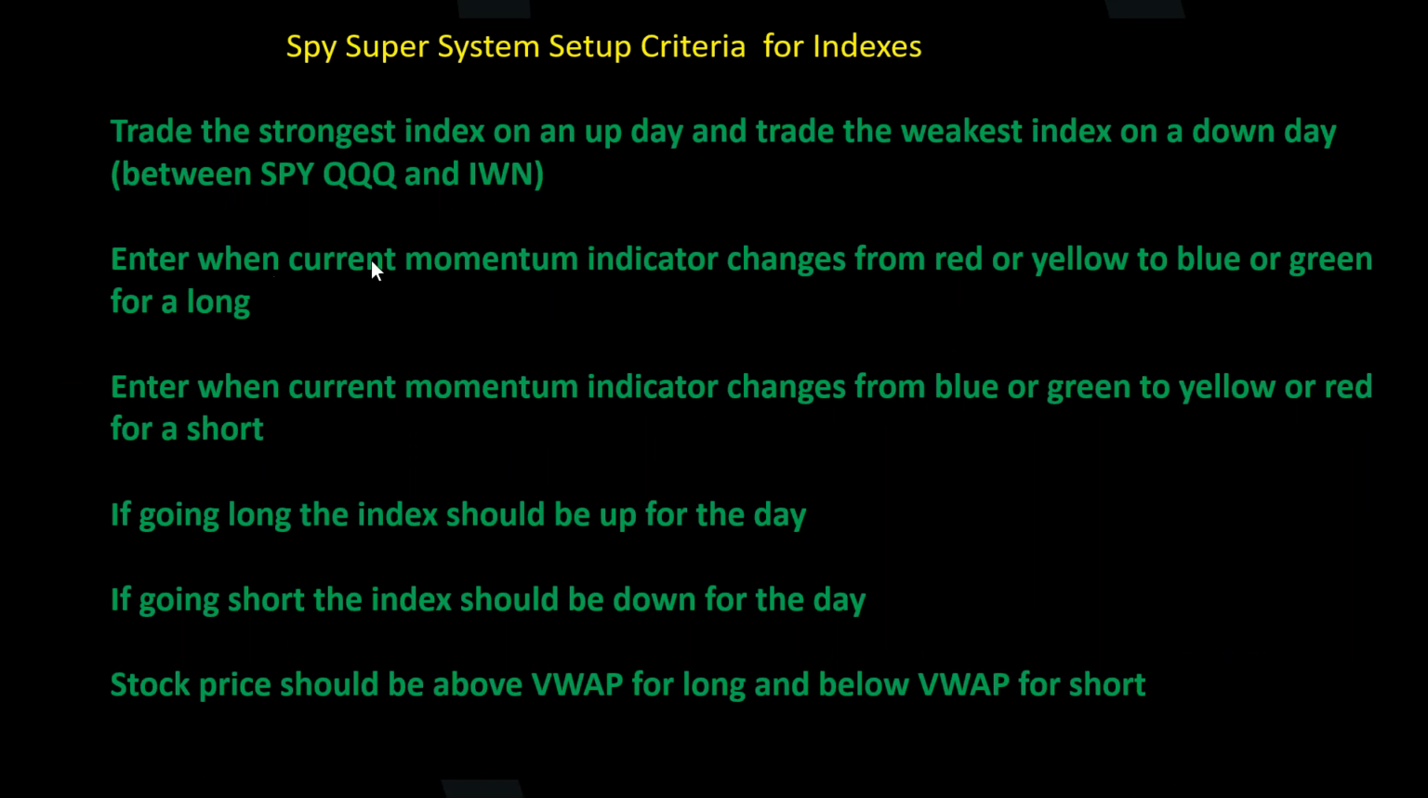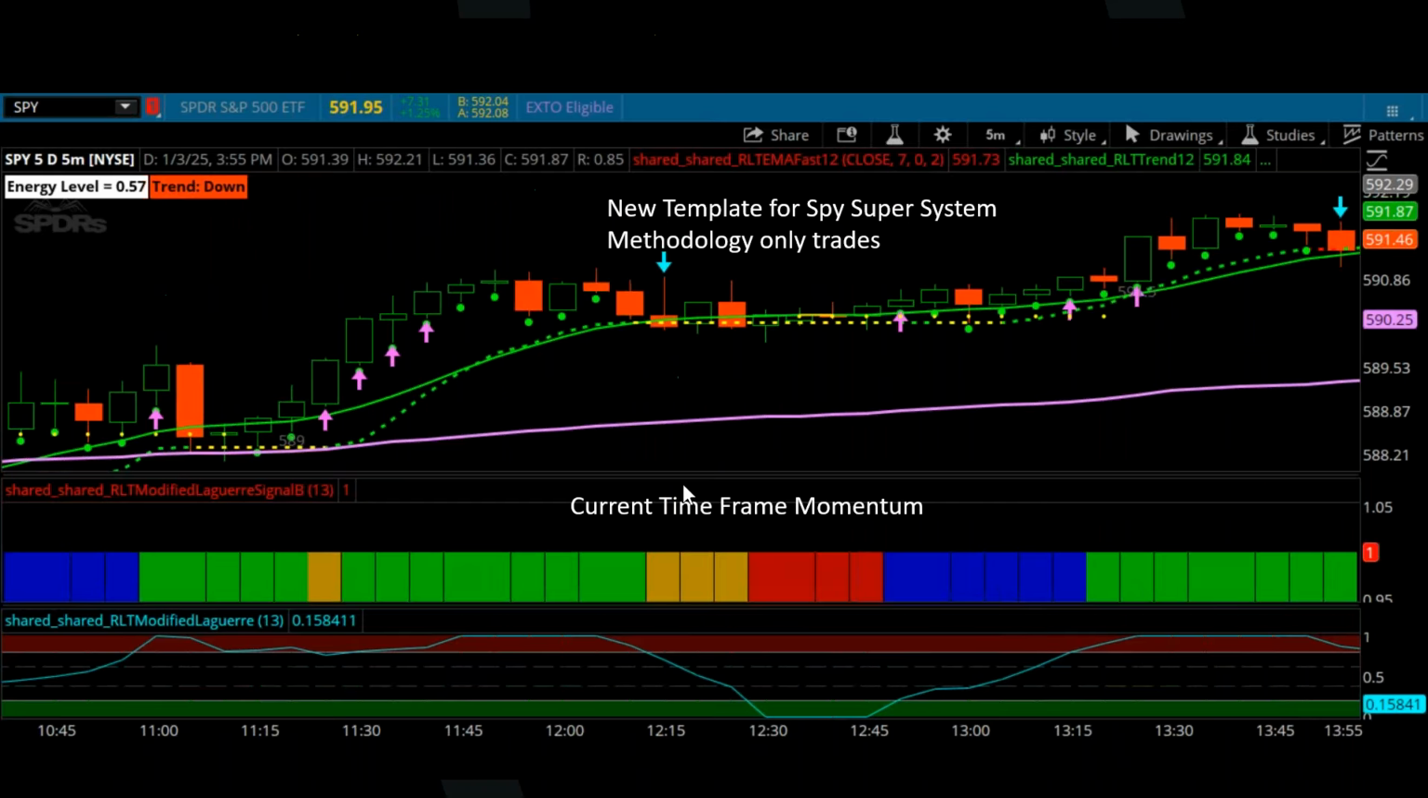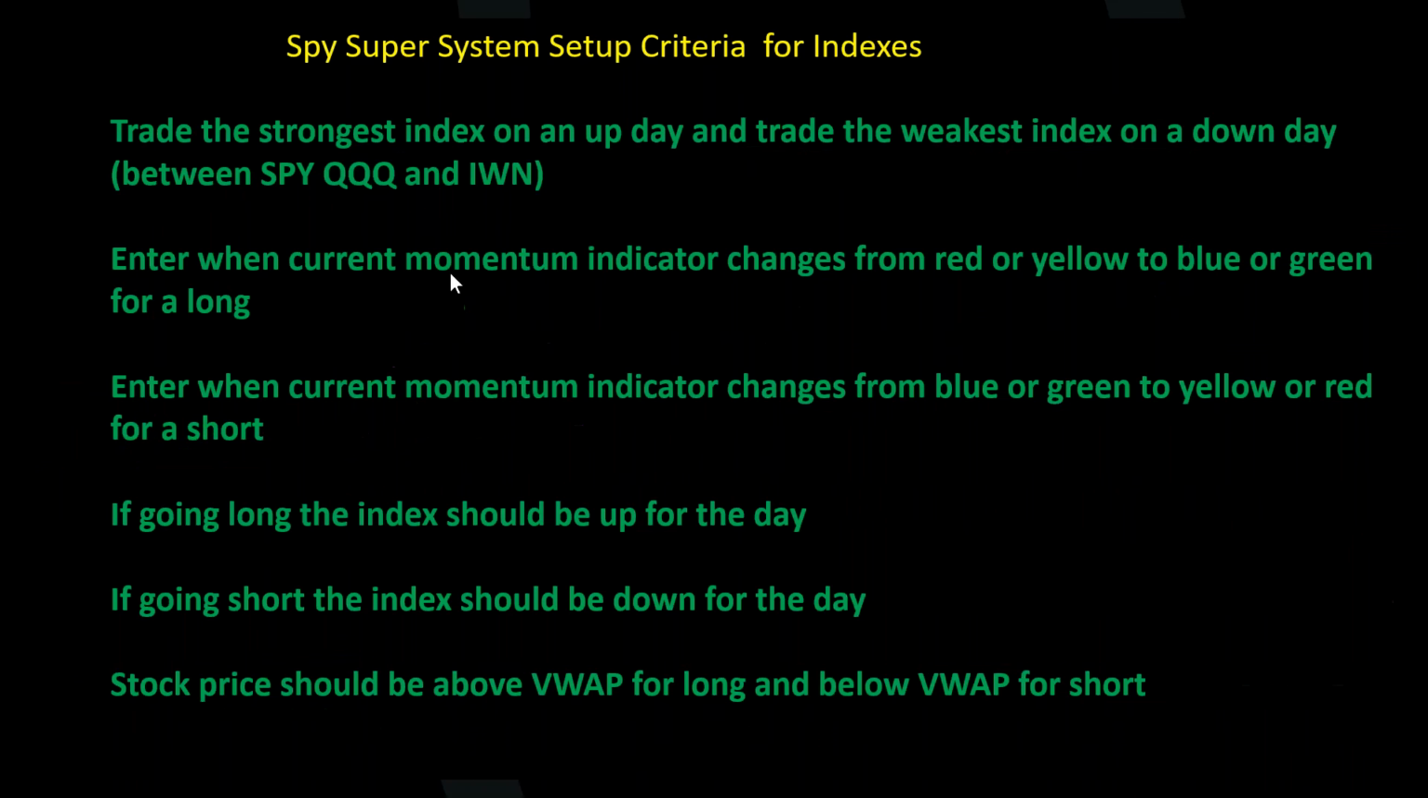You're going to enter when the current momentum indicator, the one we just looked at right here, changes from red or yellow to blue or green. In other words, from bearish to bullish. Red or yellow switches to blue or green. That would be for long. When the current momentum indicator changes from blue or green, which is bullish, to red or yellow, that would be a short. The momentum indicator is telling you that the institution is now selling this.